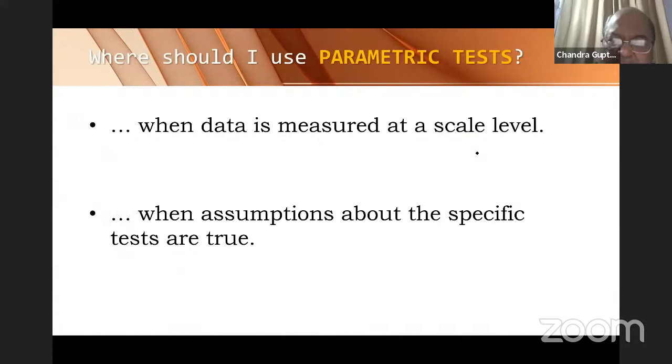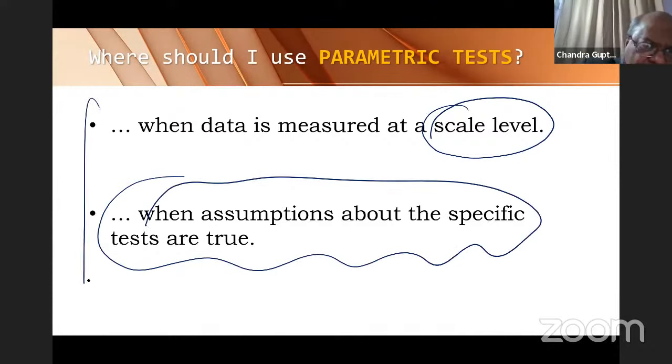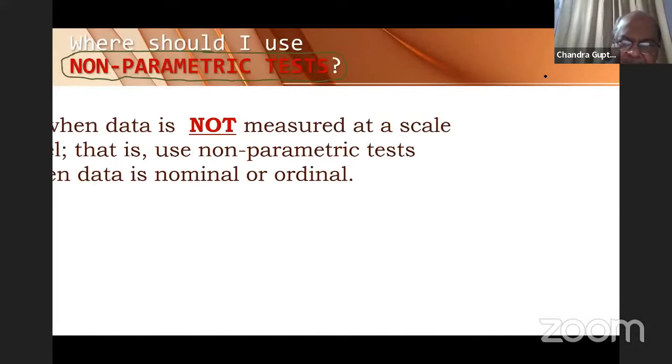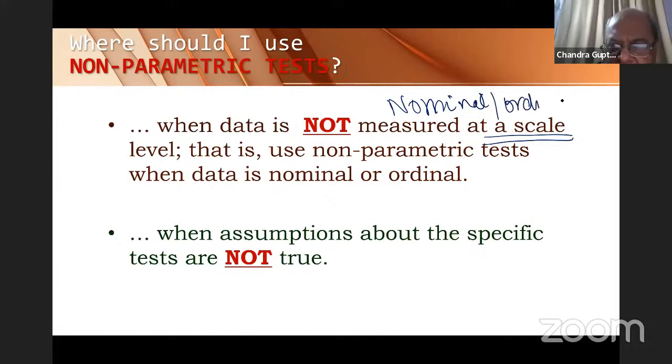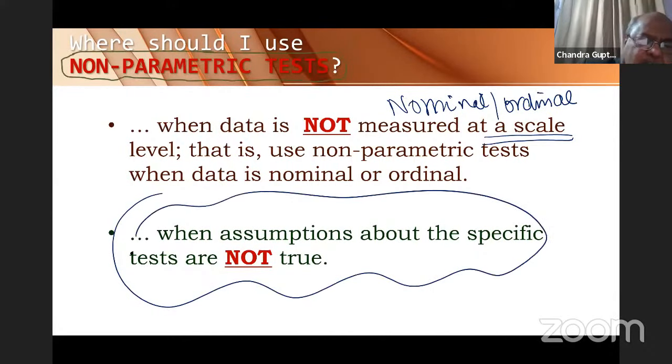So when data is measured at a scale level and when assumptions about the specific test are true, then we use parametric test. When the data is nominal or ordinal, not measured at a scale level, or the assumptions of the parametric models are not satisfied, then you should use non-parametric test. Okay, so be clear in your mind. If your data is nominal, ordinal, always use non-parametric. If your data is scale, assumptions are true, parametric. If assumptions are not true, non-parametric.